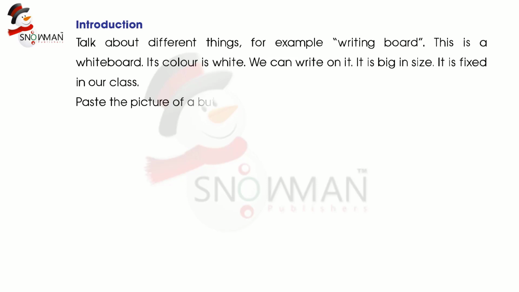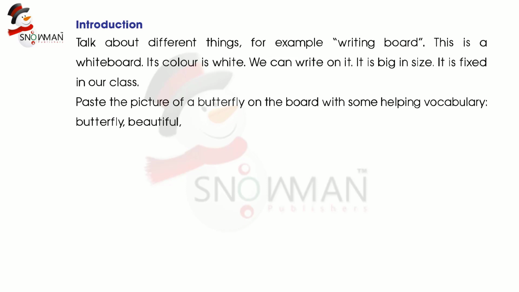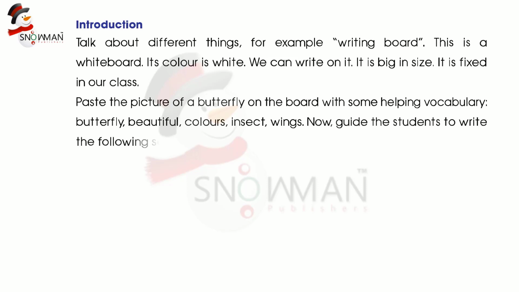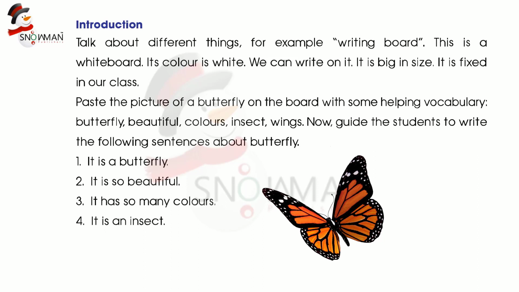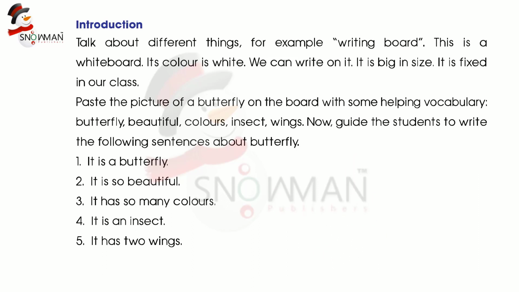Paste the picture of a butterfly on the board with some helping vocabulary. Butterfly, beautiful, colors, insect, wings. Now guide the students to write the following sentences about butterfly. It is a butterfly. It is so beautiful. It has so many colors. It is an insect. It has 2 wings. Read the above sentences loudly with the whole class.